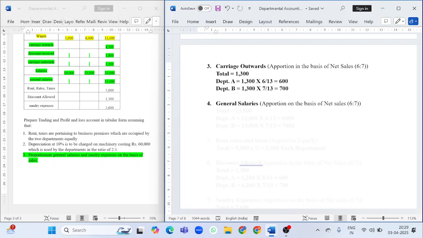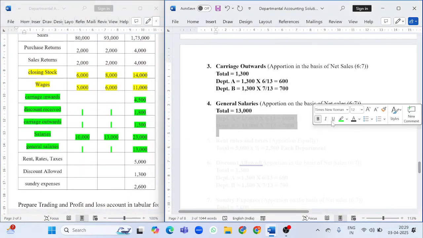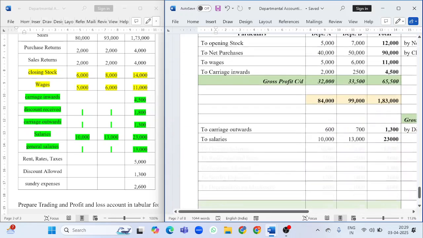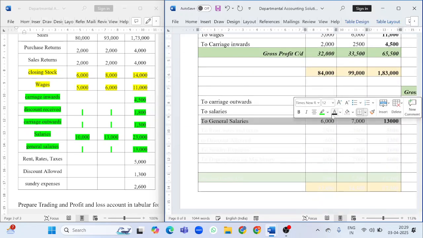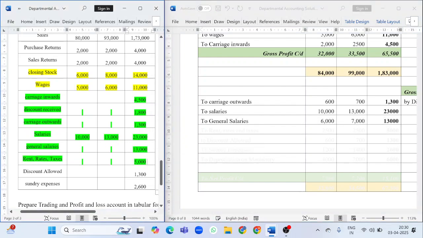So what is the net sales ratio we have found out at the top? It is 6:7. What is the total general salaries given in the question? It is 13,000 rupees. Now that will have to be divided. So when we divide, for Department A it is 13,000 into 6 by 13 which is 6,000 rupees, and for Department B it is 13,000 into 7 by 13 which is 7,000 rupees. That we will be showing on the debit side of the P&L account. To general salaries 6,000 and 7,000. Next, rent, rates and taxes.